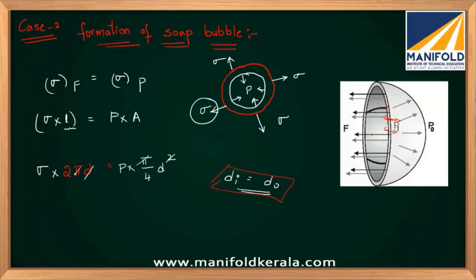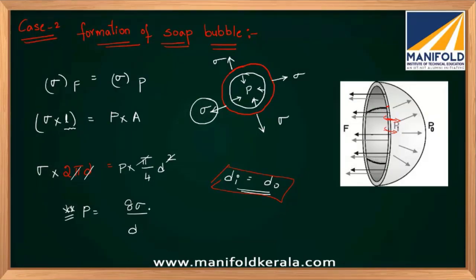What will you have? P is equal to 8 sigma by d. P is equal to 8 sigma by d. This is the formula for the soap bubble. Pressure to be obtained for a soap bubble.